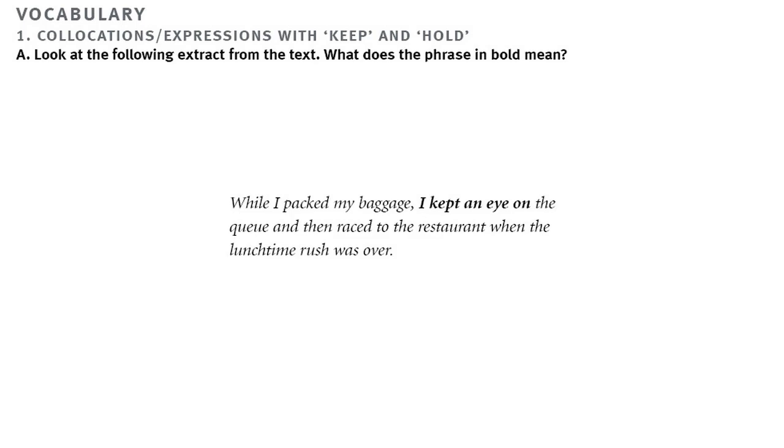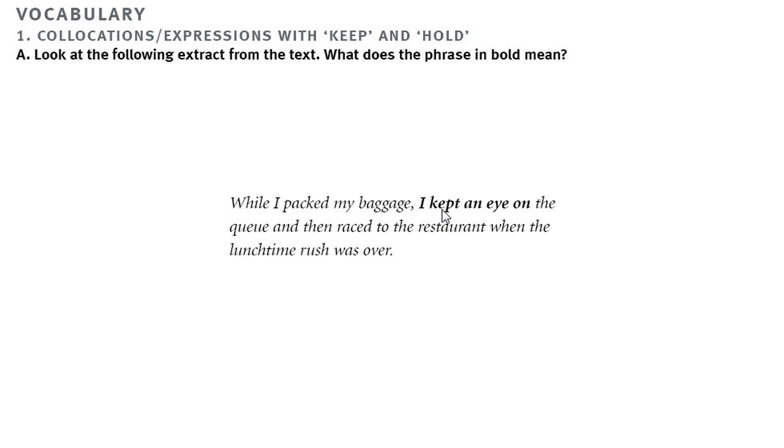Vocabulary. 1. Collocations. Expressions with keep and hold. كلمات نستخدم فيها الكلمتين keep and hold. Keep يحافظ على و hold يمسك به. A. Look at the following extract from the text. What do the phrases in bold mean? ما الكلمات التي باللون الغامق تعني؟ While I packed my baggage, I kept an eye on the queue and then raced to the restaurant when the lunchtime rush was over.